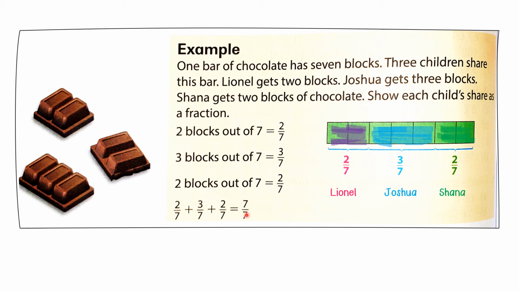7/7 is our total. These children all together, their fractions give us 7/7, and you know that 7/7 can also be written as 1 whole. And if you look at our diagram here, all of the blocks are shaded, which means that it is 1 whole.